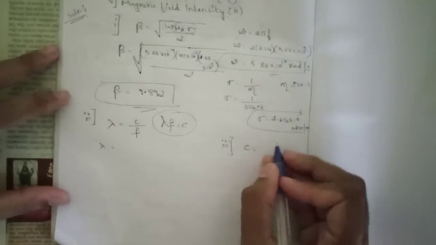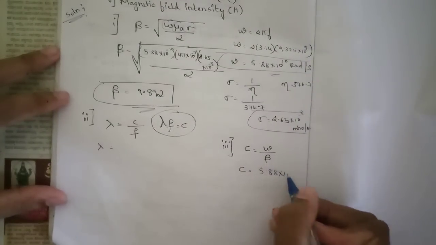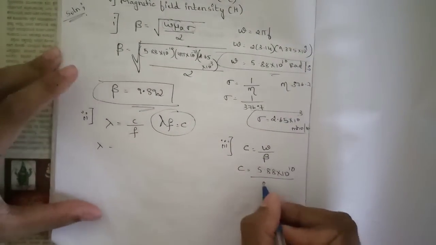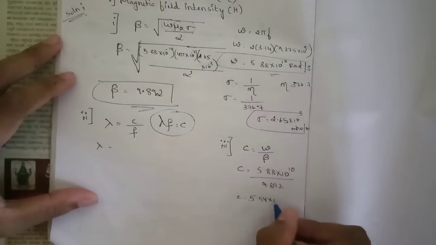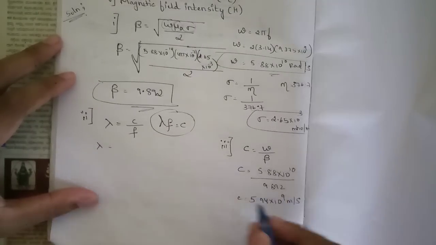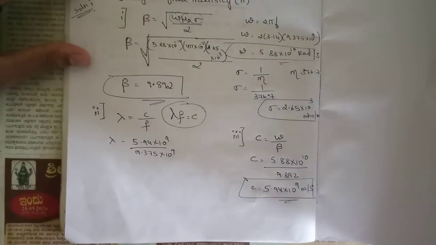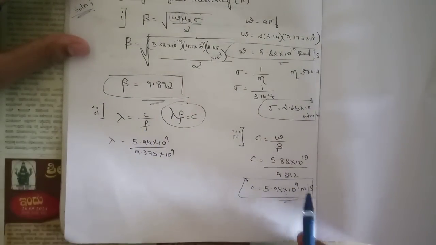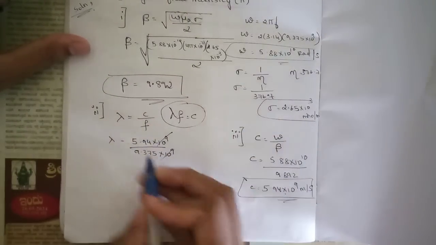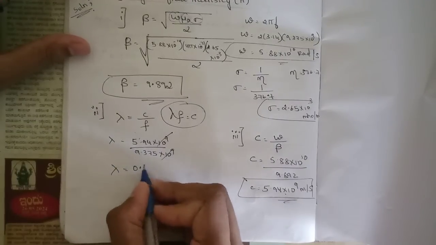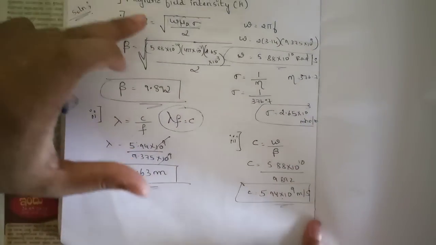We know that the velocity of propagation formula is omega by beta. So c is equal to omega, which we just calculated, 5.88 into 10 power 10, divided by beta, which we just got as 9.892. If we simplify this, we get 5.94 into 10 power 9 meter per second. This is the value of the velocity of propagation. We substitute this value back here: c is 5.94 into 10 power 9 divided by the frequency, 9.375 gigahertz. Giga means 10 power 9, so we can cancel these two, and when we divide, the answer is 0.63. The unit of wavelength is meter. So this is the answer for wavelength and velocity of propagation.